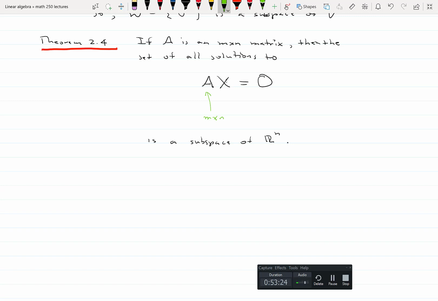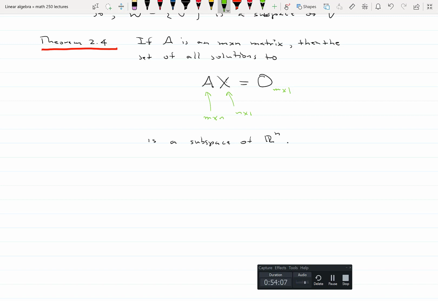And I'm saying that the equation Ax equals 0 is a subspace. What is x? A subspace of Rn. What is x and what is 0? 0 is the m by 1 zero matrix, and x is an n by 1 column vector. Okay, so this equation Ax equals 0 is the homogeneous system of equations that has A, the matrix A, as its coefficient matrix.